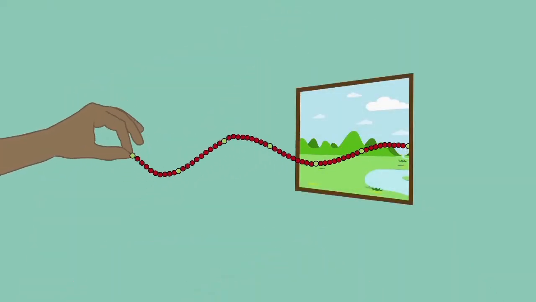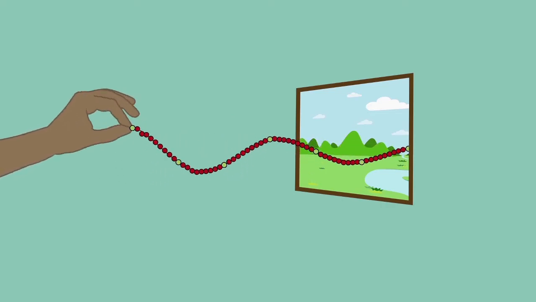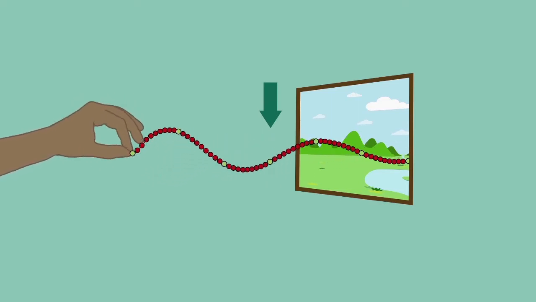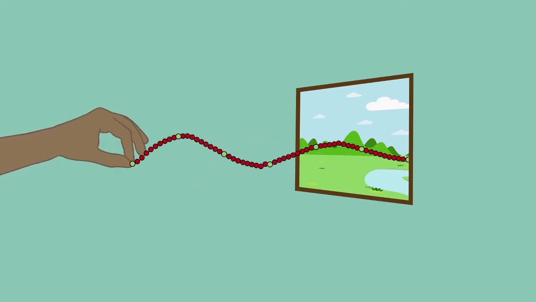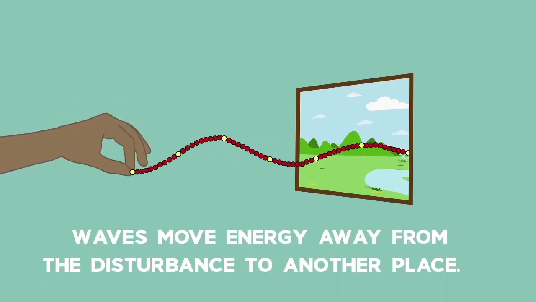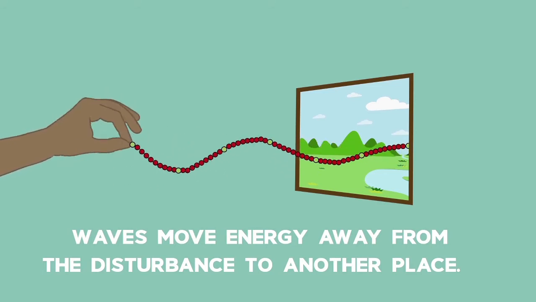So if you look at the diagram, we have a hand that's moving a string up and down. The particles, you can see by this arrow, are moving up and down all the time, but the energy of the wave is moving towards the wall. This is what waves do. They move energy away from the disturbance to another place.